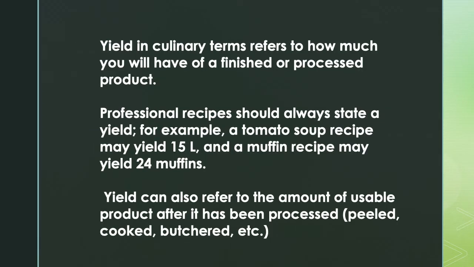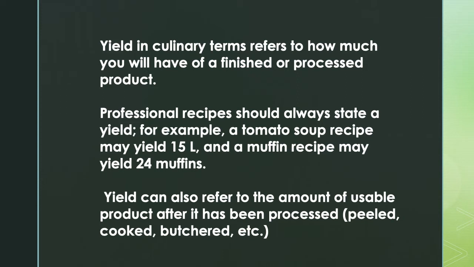As you hopefully remember, yield refers to how much of a finished product you have, or how much of a processed product you have after you've taken all the trim off. We're talking about standardized recipes over the last couple of weeks, and standardized recipes always have a yield. For example, the tomato soup recipe might yield 15, 20 liters, whatever it might be. A muffin recipe might yield 12, 24 muffins. That's going to be the yield, the amount it makes.